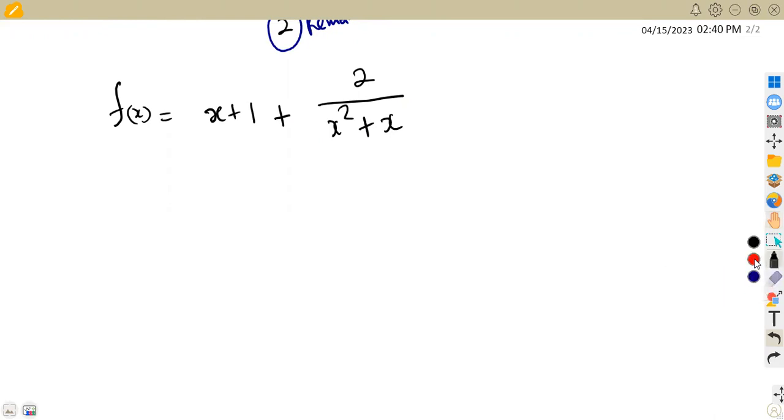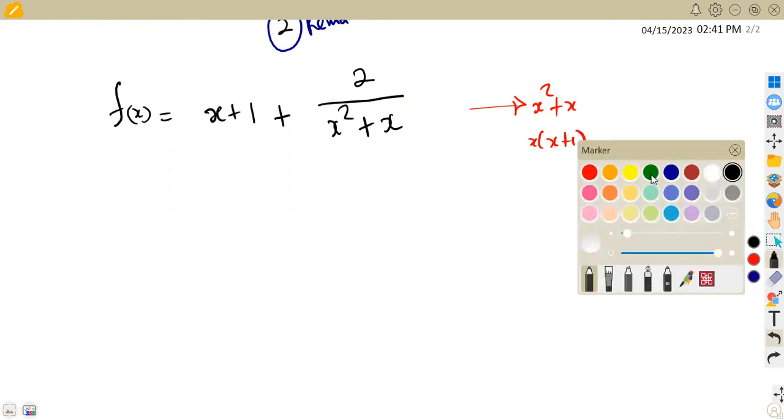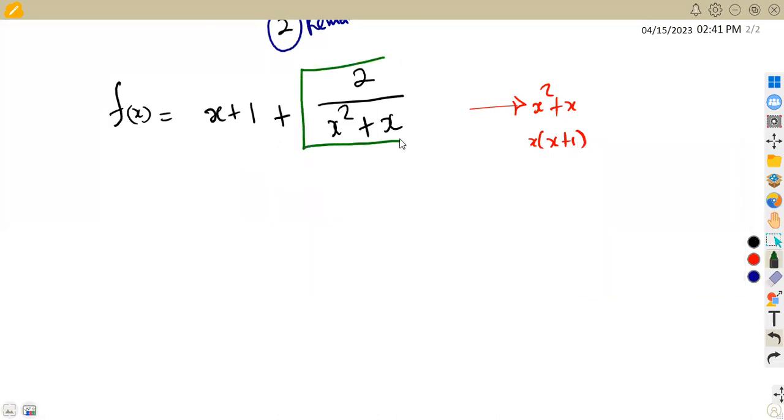So remember your partial fractions, we say if the denominator factorizes, please make sure that you factorize it. So can we factorize x squared plus x? Yes, x is common, so this is going to be x times x plus 1. So what are we converting? We are working with this part alone. We can't convert x plus 1 into a partial fraction, so we just leave this as it is, all right? We are focusing on 2 over x squared plus x.